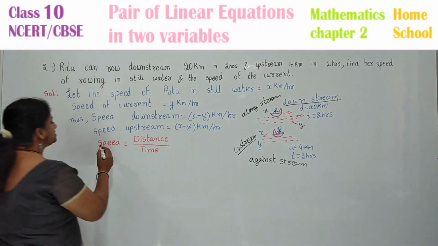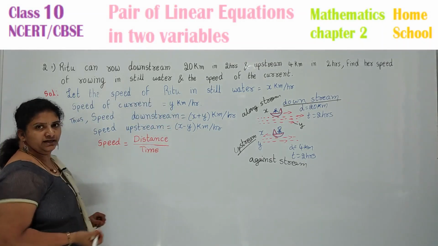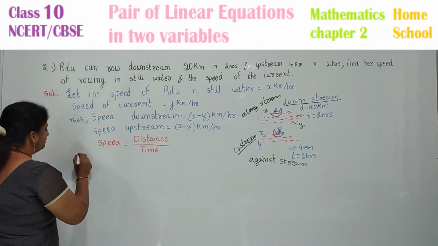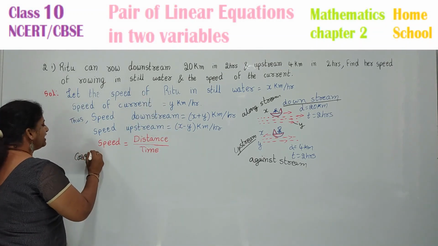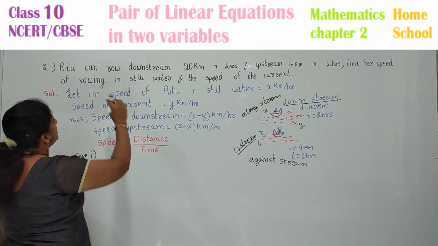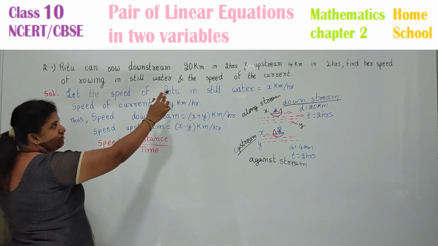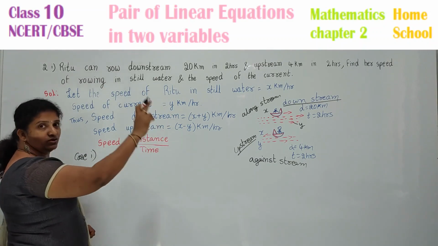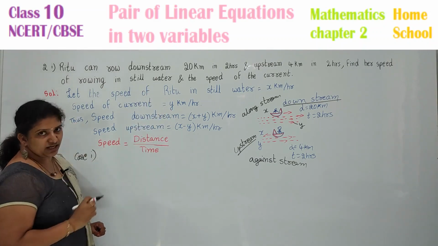We know speed is equal to distance by time. So regarding this, I will write two cases here. Case 1. What is case 1? Ritu can row downstream 20 kilometers in 2 hours. Downstream 20 kilometers, 2 hours time.